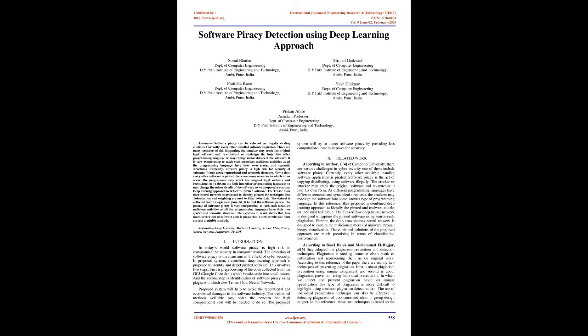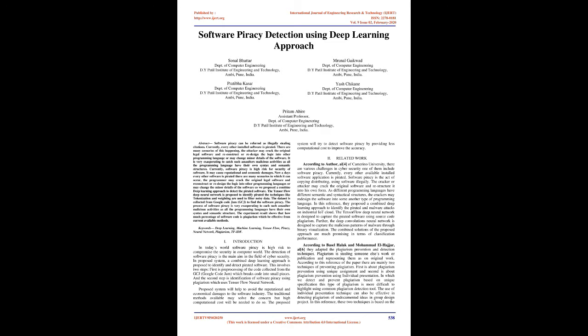The TensorFlow deep neural network is proposed to identify pirated software. Techniques like tokenization and weighting are used to filter noisy data. The dataset is collected from Google Code Jam, GCJ, to find the software piracy. Detecting software piracy is very exasperating, as all the programming languages have their own syntax and semantic structure. The experiment result shows what percentage of software code is plagiarized, which is more effective than currently available methods.